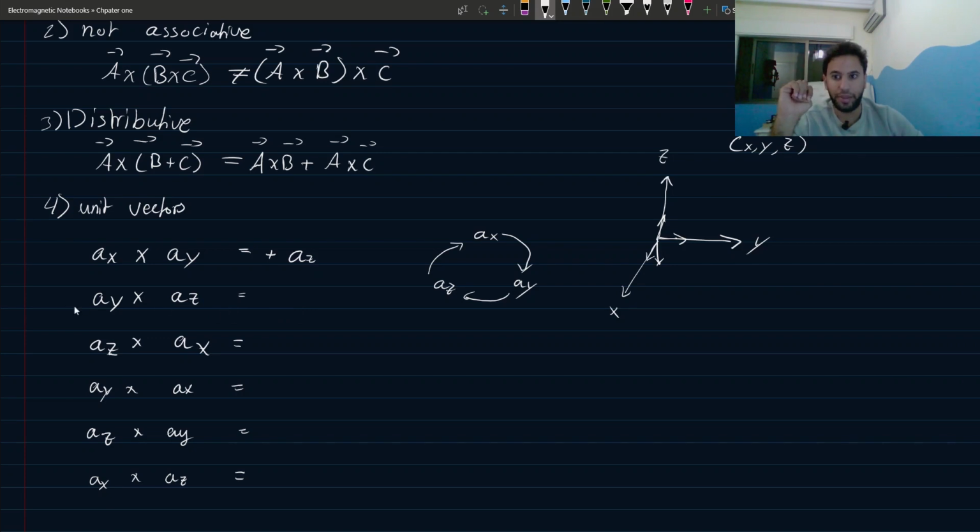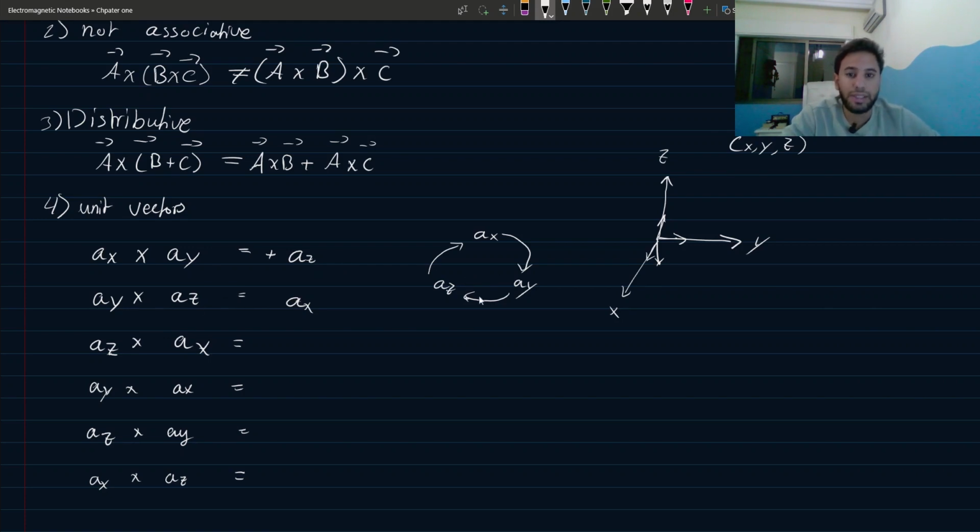Another example, AY cross AZ. We take a look at the cycle. AY, and then it's AZ. Now, we know that the answer will be perpendicular to both these unit vectors. And what is perpendicular to the Y and Z axis? It is the X axis, but is it in the positive X or is it in the negative X? That's the most important thing, because if you got this wrong, your whole answer is wrong.